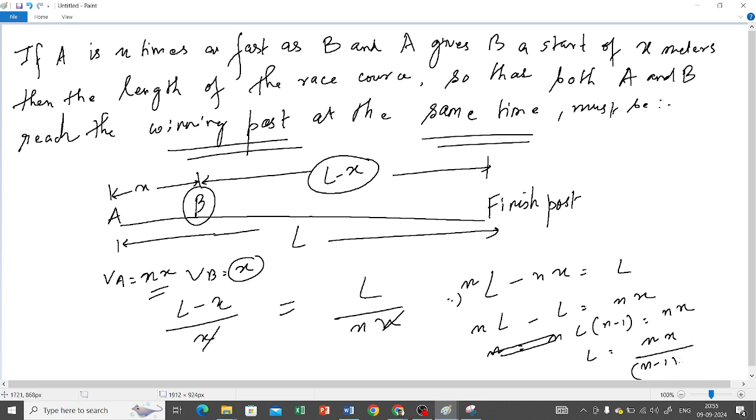This is the answer. Okay. Actually, this should not be x. I need to take some other variable, y. Okay. Then this y will cancel out.